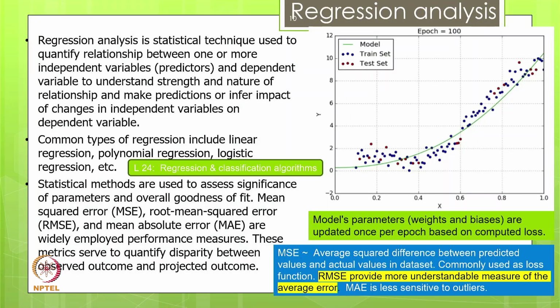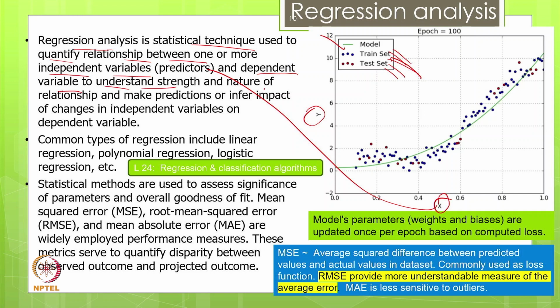In machine learning, to find the model, we use a training set and a testing set also. Here the validation is missing; we can do the validation also. The regression analysis is a statistical technique used to quantify the relationship between one or more independent variables. Here X is an independent variable, which can be named a predictor, and then the dependent variable is Y, in this case Y is a function of X. We are trying to figure that out.